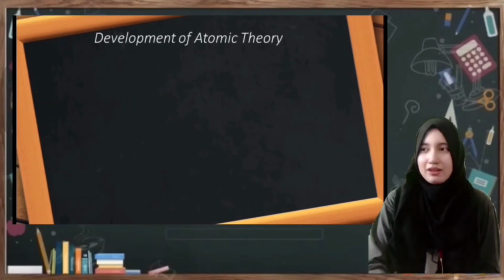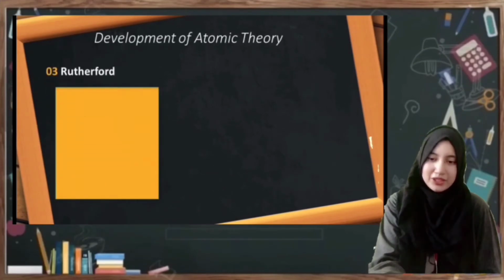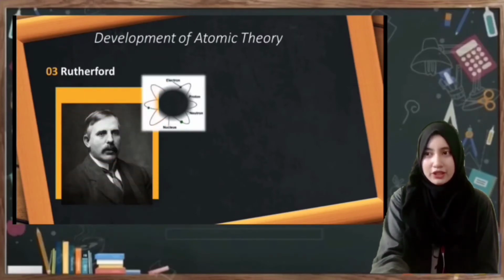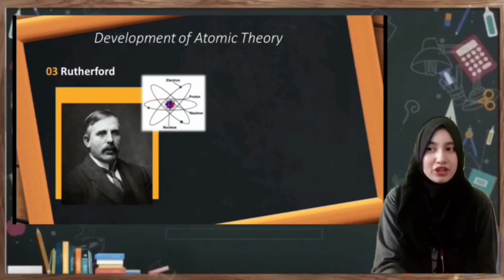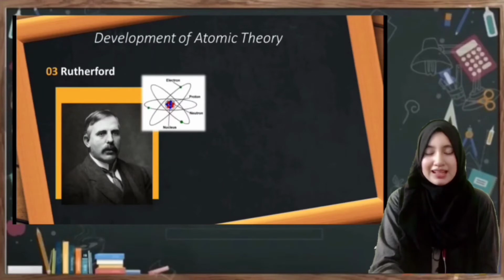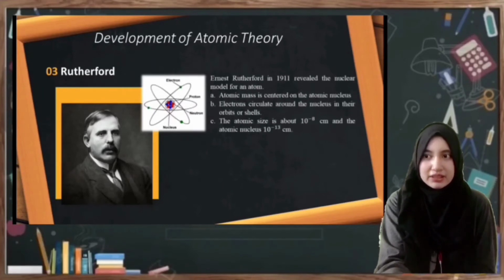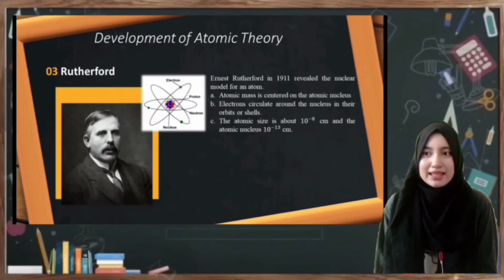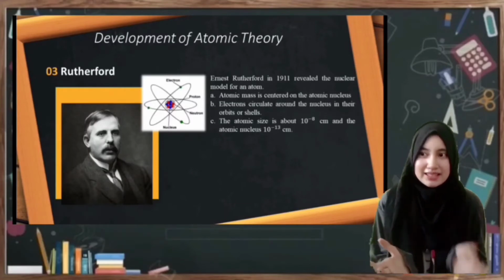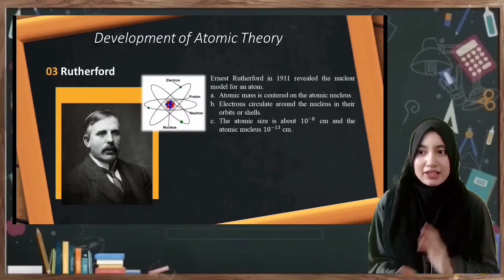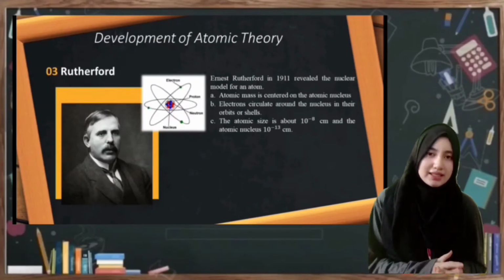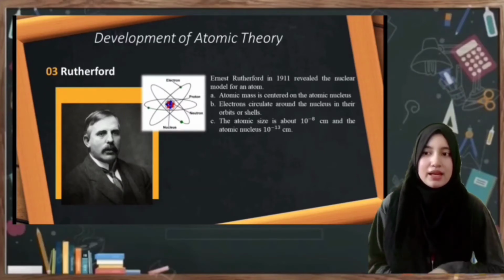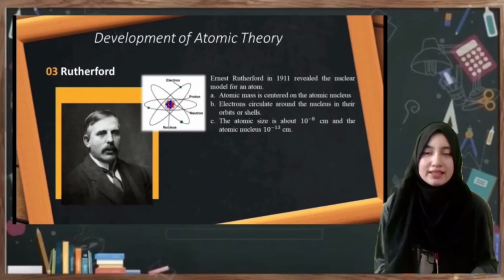The third founder in the development of atomic theory is Rutherford. This is the face or picture of Rutherford, and this is the picture of his theory about the atom. Ernest Rutherford in 1911 revealed the nuclear model for an atom. There are three parts. First, atomic mass is centered on the atomic nucleus. You can see the picture on the slide. Second, electrons circulate around the nucleus in their orbits or shells. And third, the atomic size is about 10 to the power minus 8 cm and the atomic nucleus 10 to the power minus 13 cm.